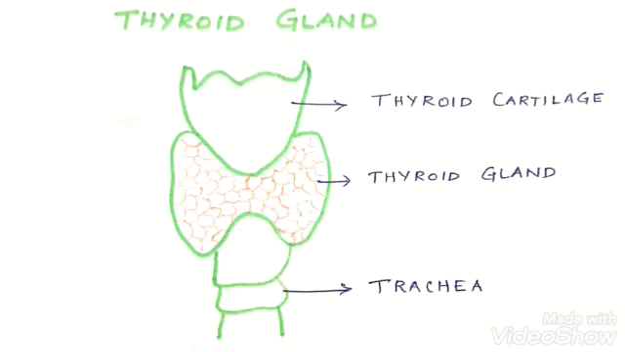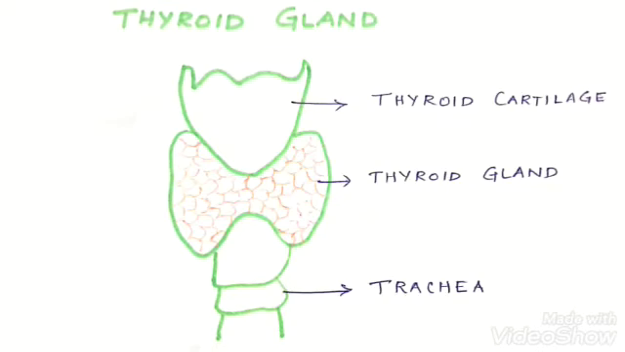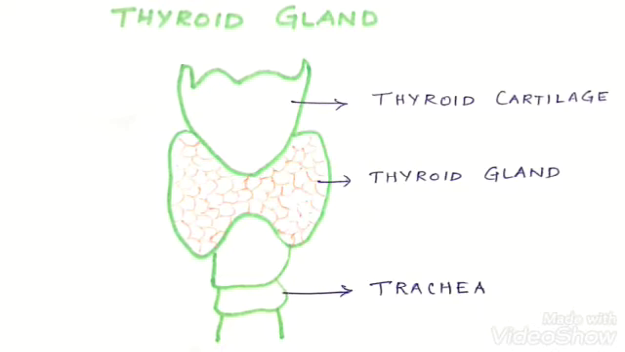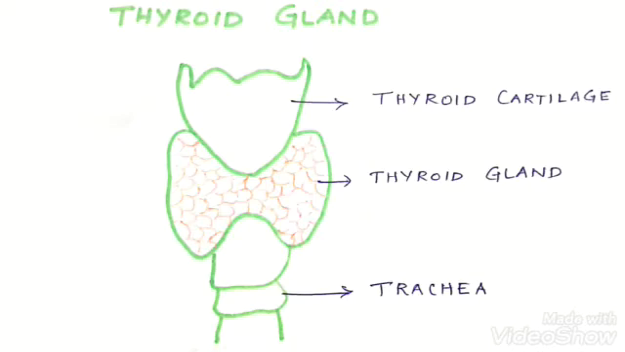Thyroid gland is composed of two distinct lobes. These two lobes are connected by means of a narrow band of tissue known as the isthmus, which produces two thyroid hormones. They are triiodothyronine, that is T3, and tetraiodothyronine or thyroxine, that is T4.